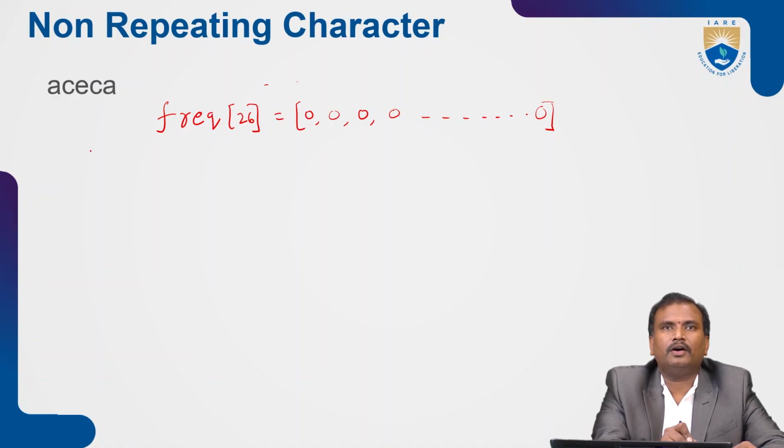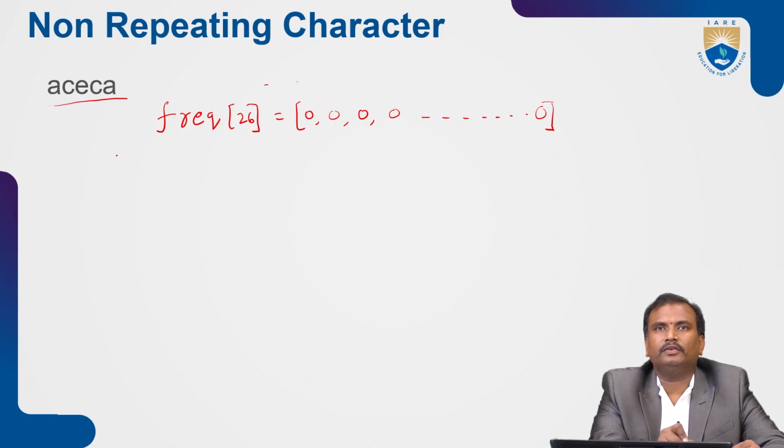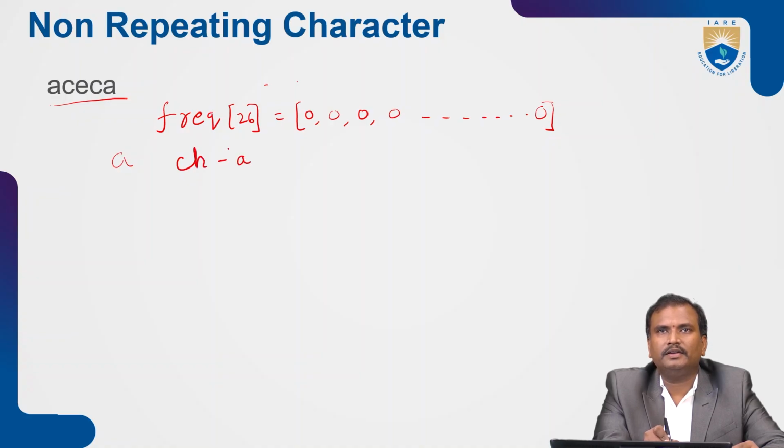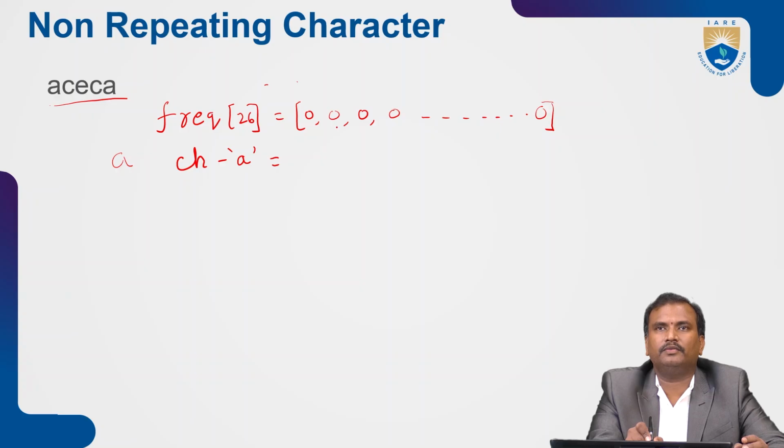Now let us take the example ACECA. For finding the frequency, we are going to take the character minus A. From that we get the position in the frequency array that we need to modify. The ASCII code of A is 97. So the first character is A, 97 minus 97, which equals 0. So at the 0th index, whatever value is there in the frequency counter is going to be incremented.